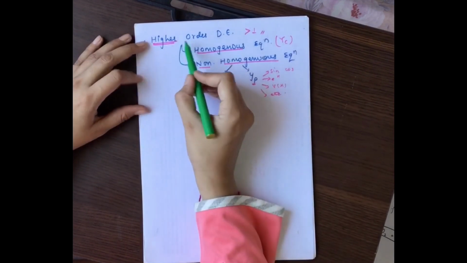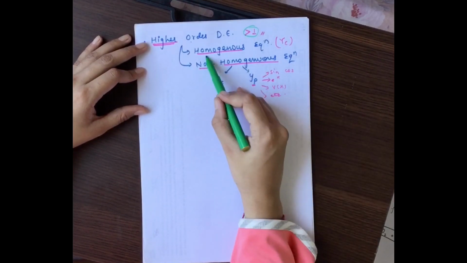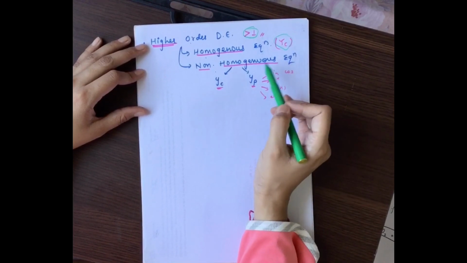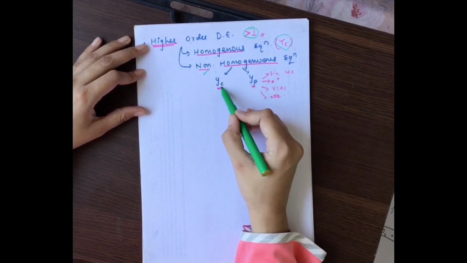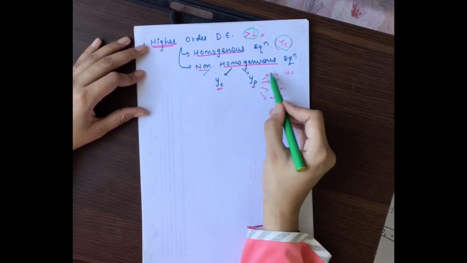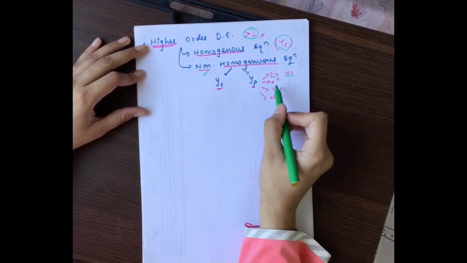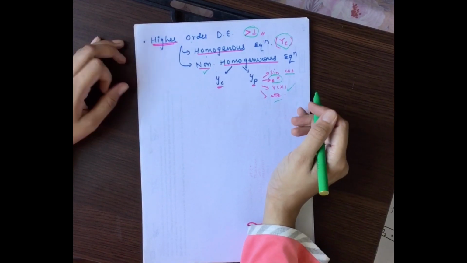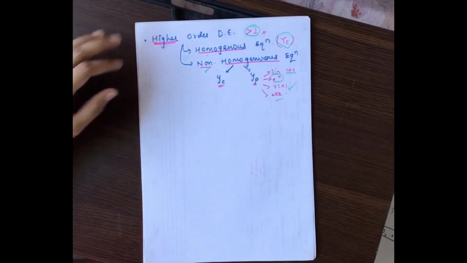Okay. And then we have higher order differential equations where order is greater than 1. Here we have 2 types: homogeneous, where we have to find yc, which is the complementary function, and non-homogeneous, where we have to find the particular integral yp and yc. And for yp, we have different types like sine, cos, e to the power x, polynomials in x, and so on. So this will be our course of differential equations.